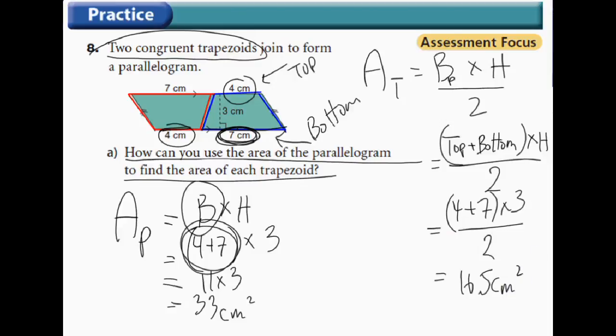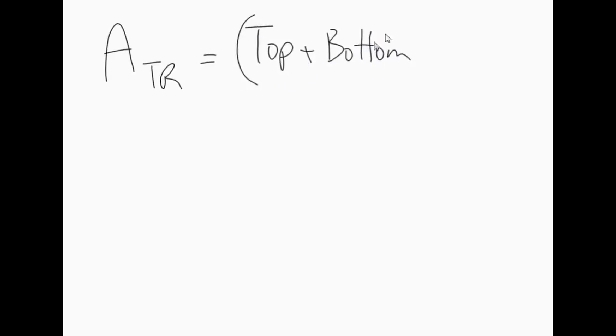So this gives us a formula that doesn't involve breaking the trapezoid into different shapes, and the formula is quite simply this. Area of a trapezoid, I'll just write TR, is top plus bottom of the trapezoid. Now, order of operations, very important here. Why have I put this in brackets? Because it has to be done first. You can't do bottom times height and then add the top. You have to add the top and the bottom first, then multiply by your height, then divide by 2.